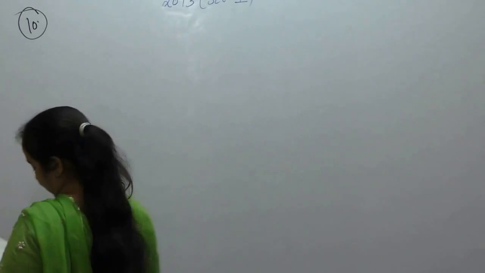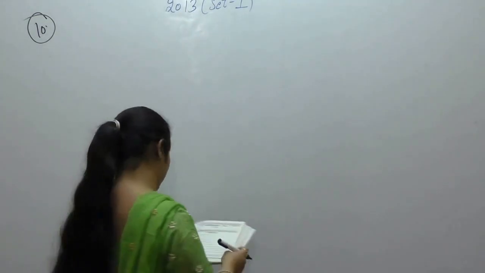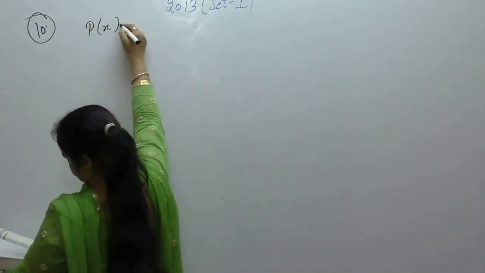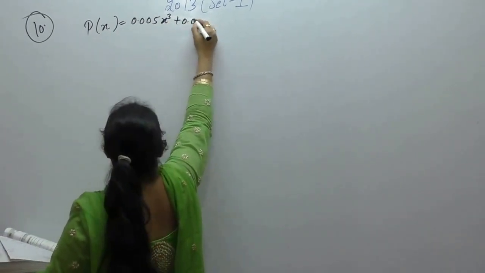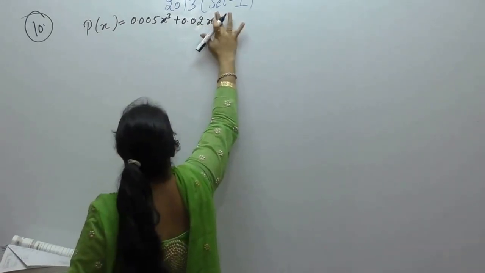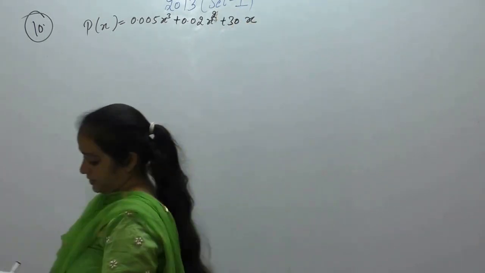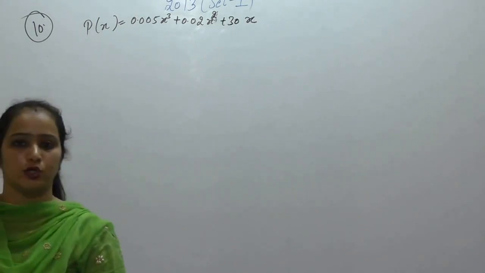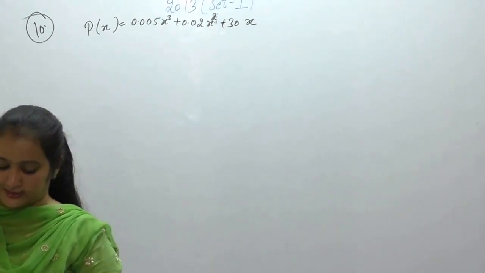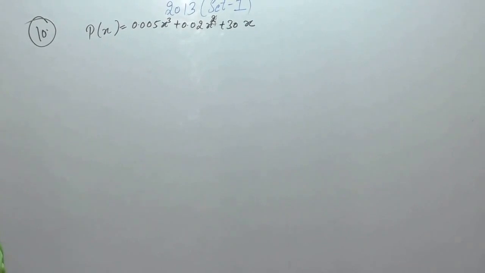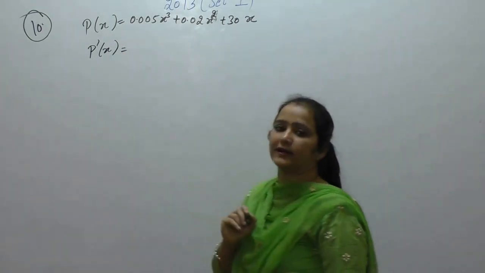The amount of pollution content added in the air in a city due to x diesel vehicles is given by P(x) = 0.005x^3 + 0.02x^2 + 30x. Find the marginal increase in pollution content when 3 diesel vehicles are added, and write which value is indicated in the above question. Three vehicles are added and we want to find the marginal cost.